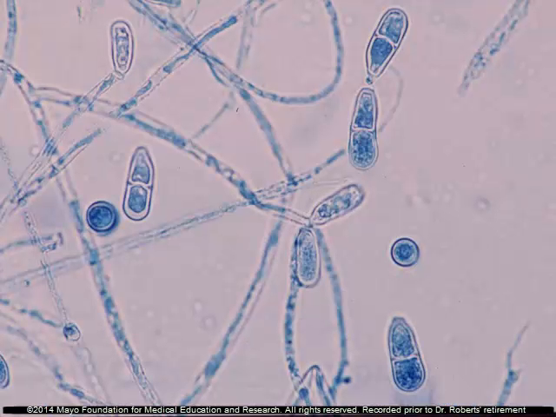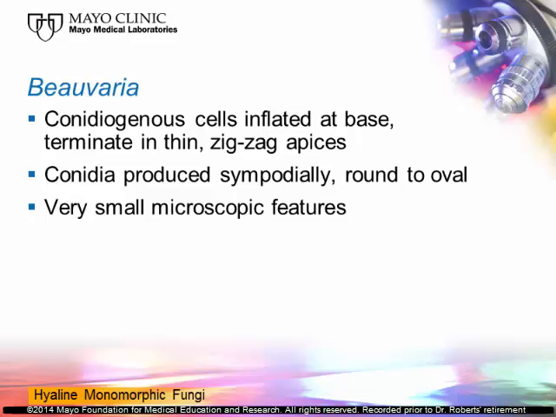And here you see two cells again. And you can see on the one on the left-hand side about 9 o'clock, the point of attachment is kind of a flat area. The next one is an organism that's very tiny and very delicate, and it's called Beauveria.